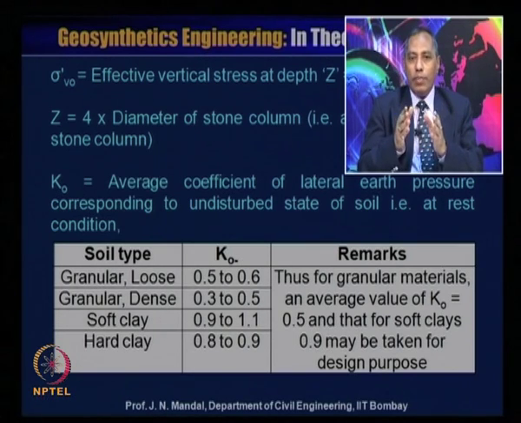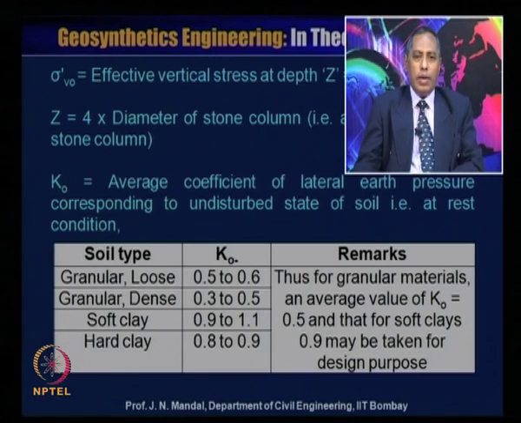So, most of the time the critical length of the stone column occurs within 4 times the diameter of the stone column. There is a possibility of bulging in that zone. So, that is why this Z value has been considered 4 into the diameter of the stone column.